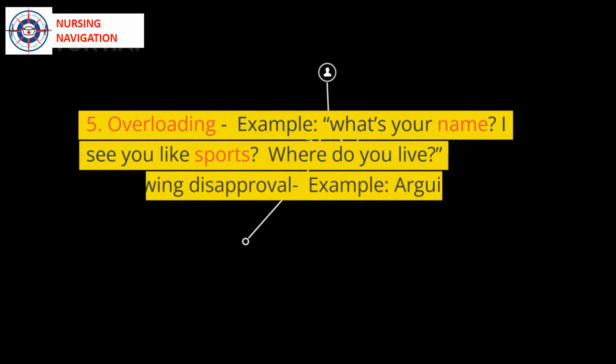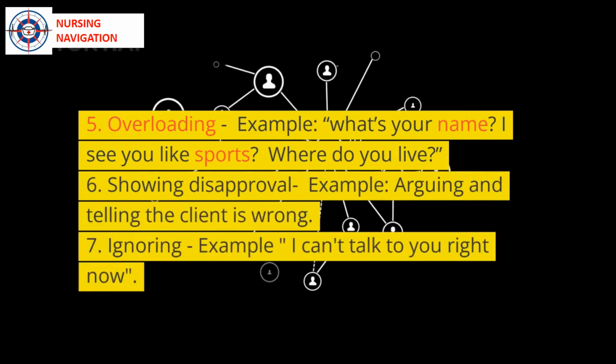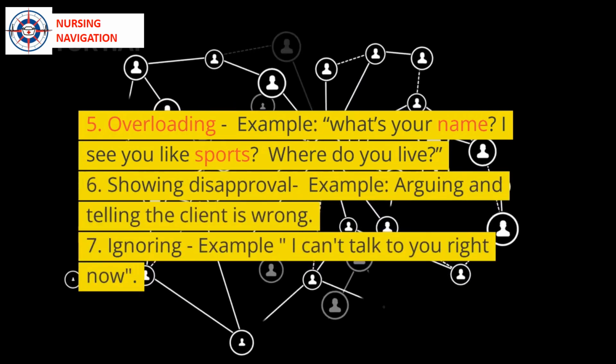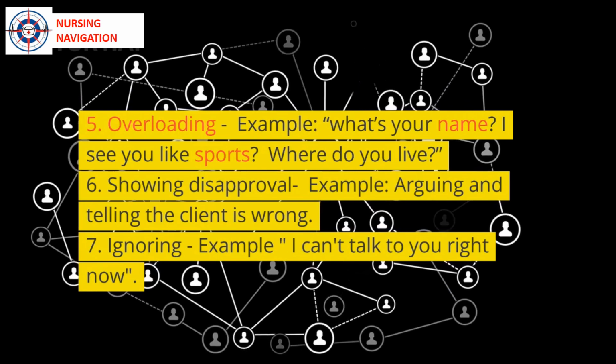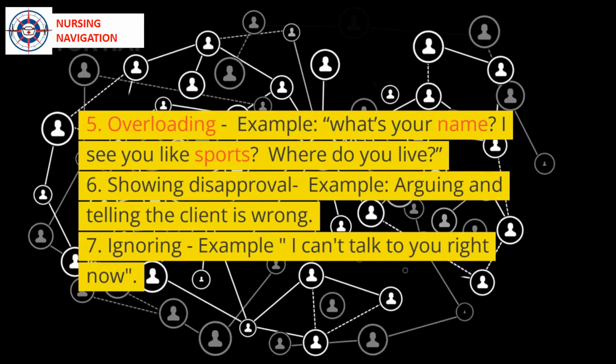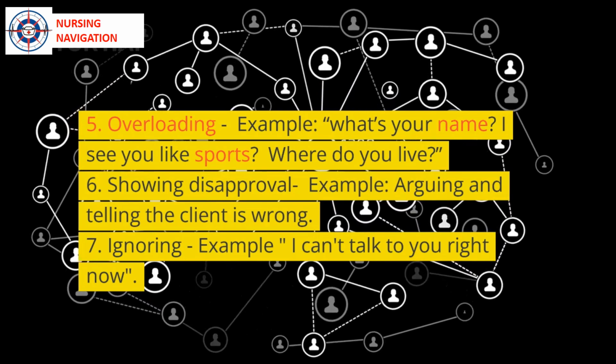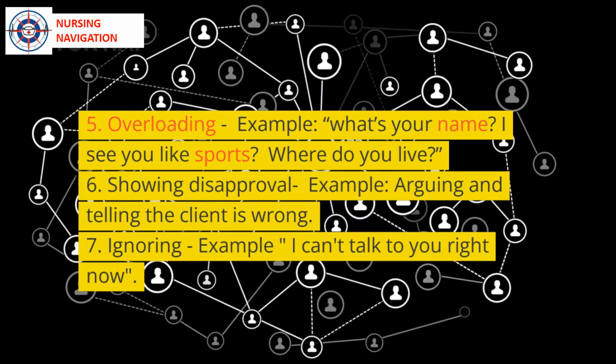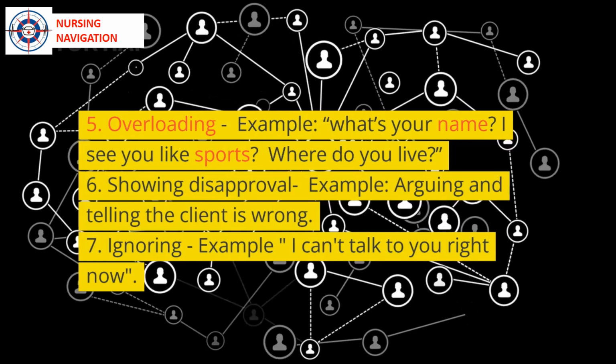5. Overloading. Example: What's your name? I see you like sports. Where do you live? 6. Showing disapproval. Example: Arguing and telling the client he is wrong. 7. Ignoring. Example: I can't talk to you right now.